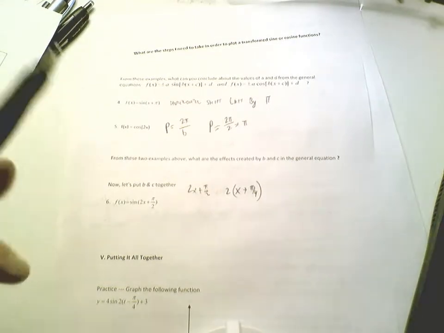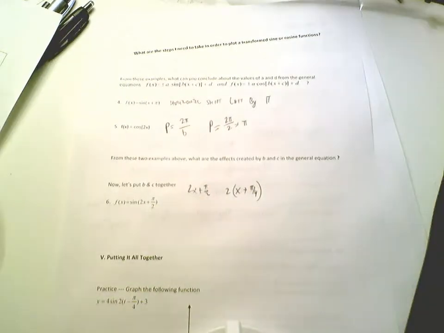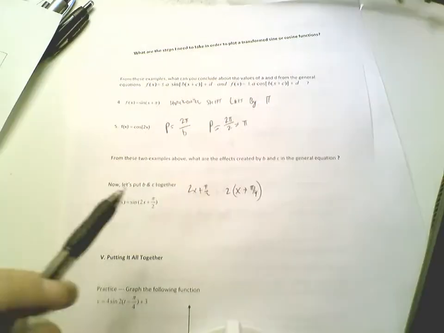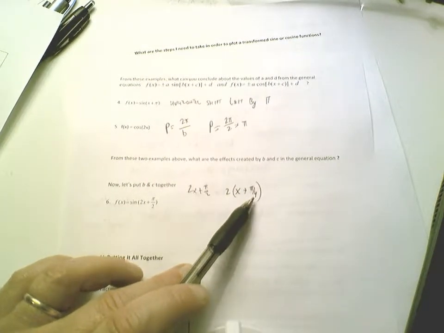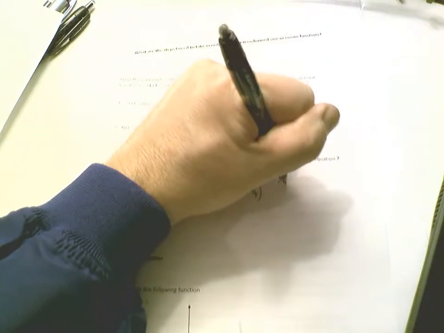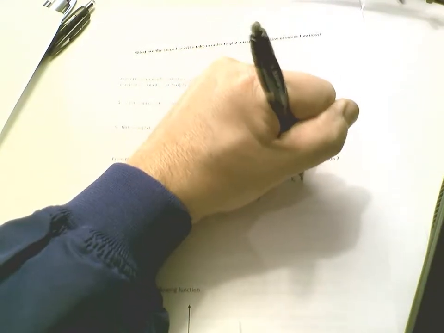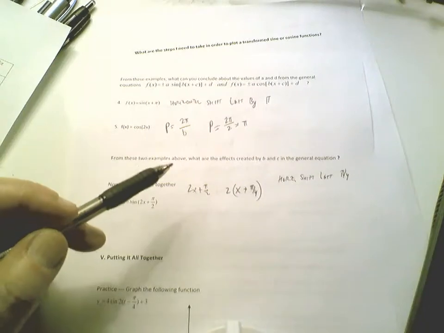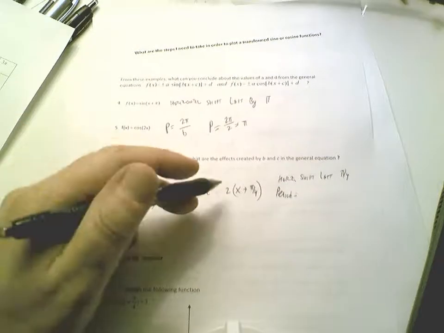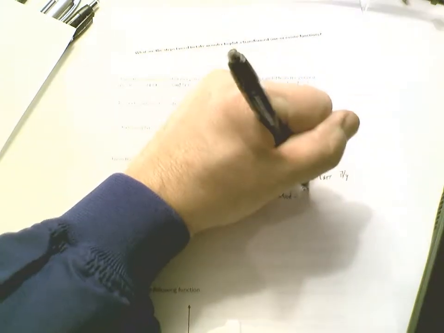And now, here's what comes out of this. Two pieces will result. First things first, horizontal shift left by pi over 4. What else? Period changes. Again, just like before, our value of b is 2. 2 pi over 2 equals pi.